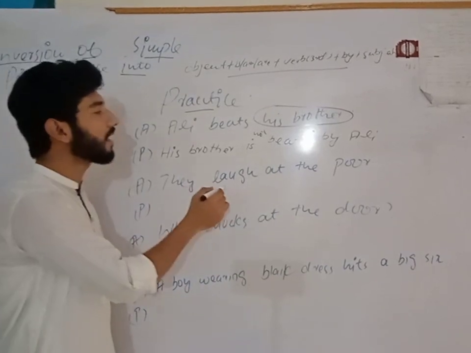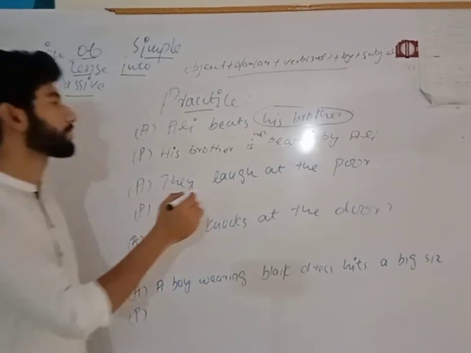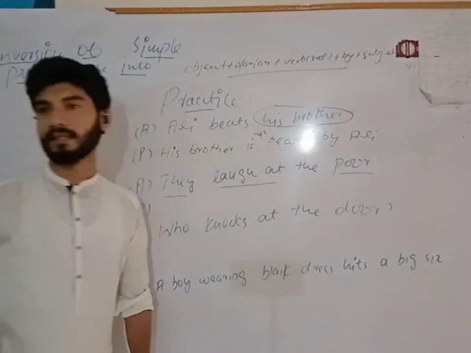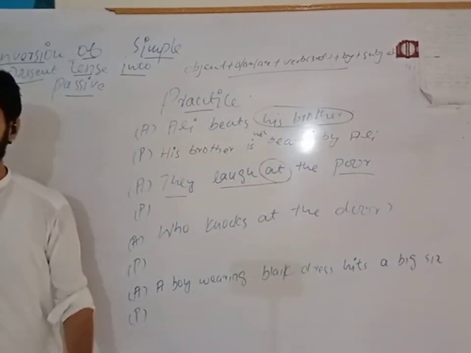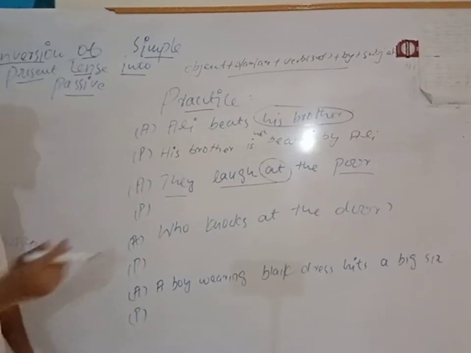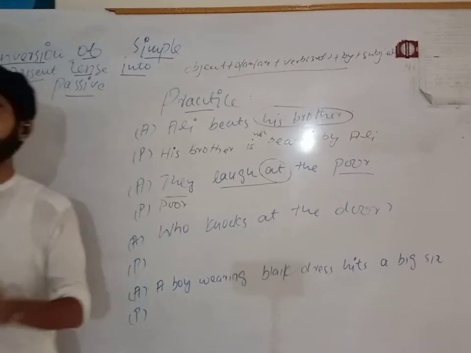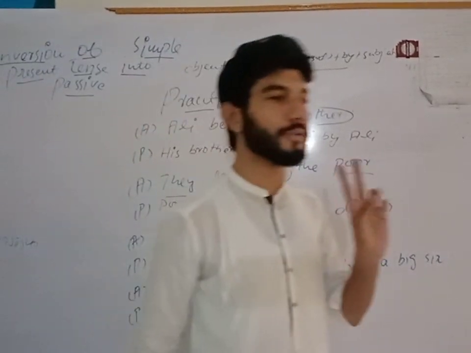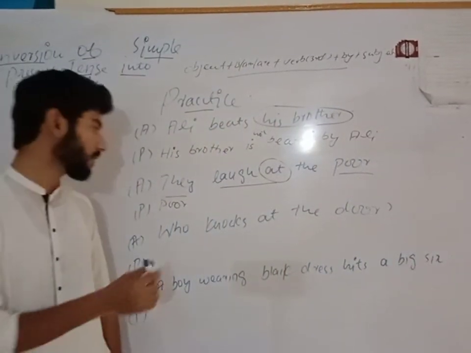Sentence number 2. They laugh at the poor. They laugh at the poor. Whom do they laugh at? The poor. So this is the object, and this is the subject. And laugh at, we have to use as connected. It is not used here as a preposition, but as a verb phrase. For example, how can we convert this into passive? The poor. You can also use is as well as are with poor, because the word poor refers to both singular and plural, like fish is used for singular as well as plural. Got it? Okay.